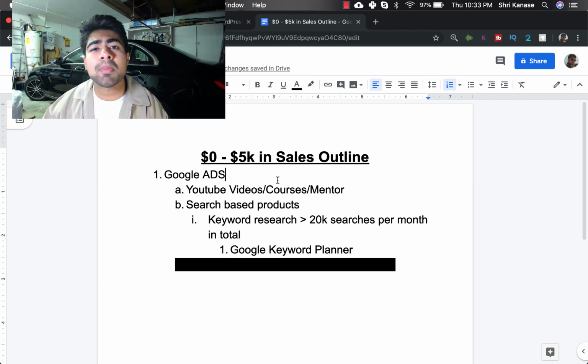You need to do a little bit more research, and for this research, I recommend using the Google Ads Keyword Planner tool to find keywords for a product. And all the keywords that you find should add up to about 20,000 monthly searches or more per month.